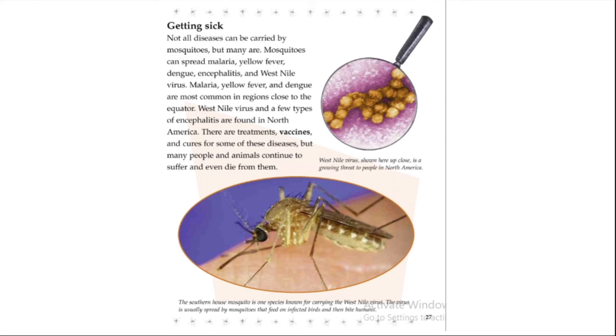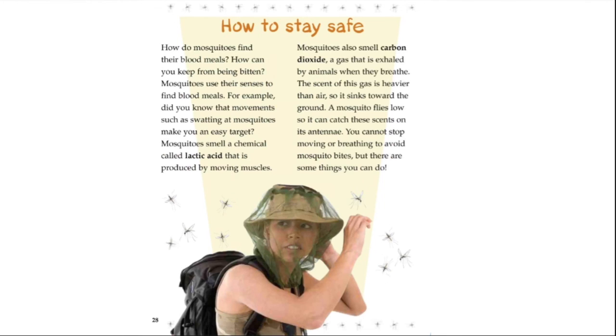Getting sick. Not all diseases can be carried by mosquitoes, but many are. Mosquitoes can spread malaria, yellow fever, dengue, encephalitis, and West Nile virus. West Nile virus and a few types of encephalitis are found in North America. There are treatments, vaccines, and cures for some of these diseases, but many people and animals continue to suffer and even die from them.